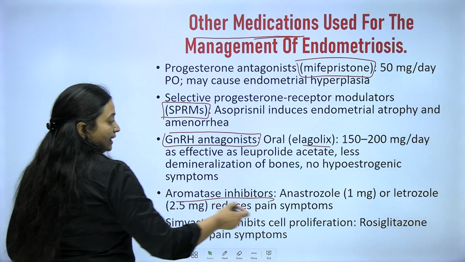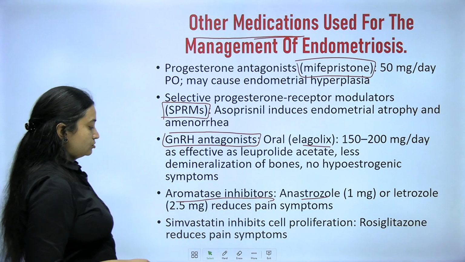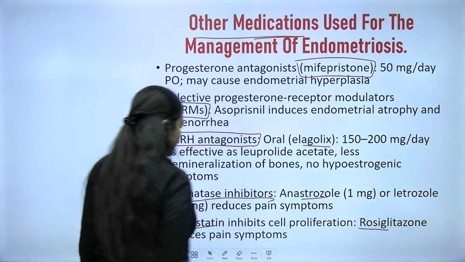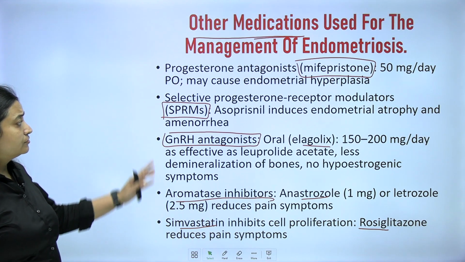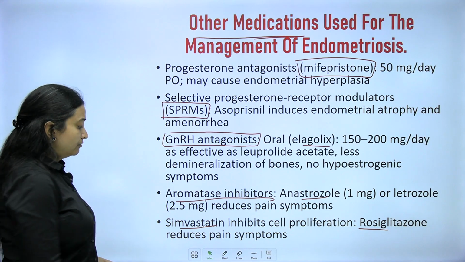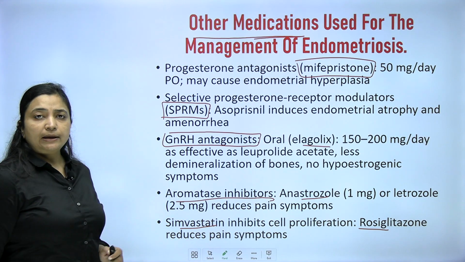Aromatase inhibitors like anastrozole or letrozole can also be used. Simvastatin and rosiglitazone also reduce it. So, these are just for your knowledge that these medicines are also available, but the first line treatment was that which I read in the tabulated form.